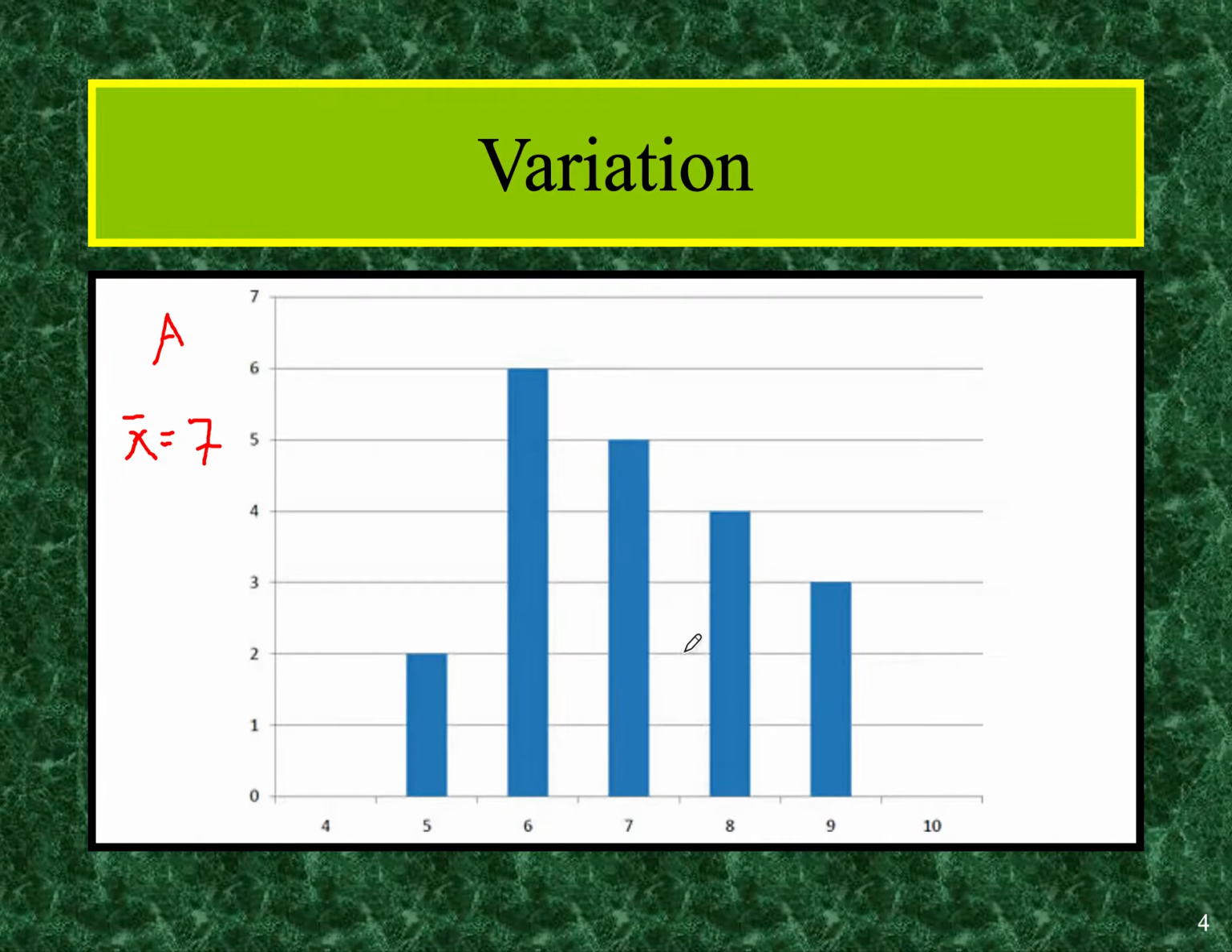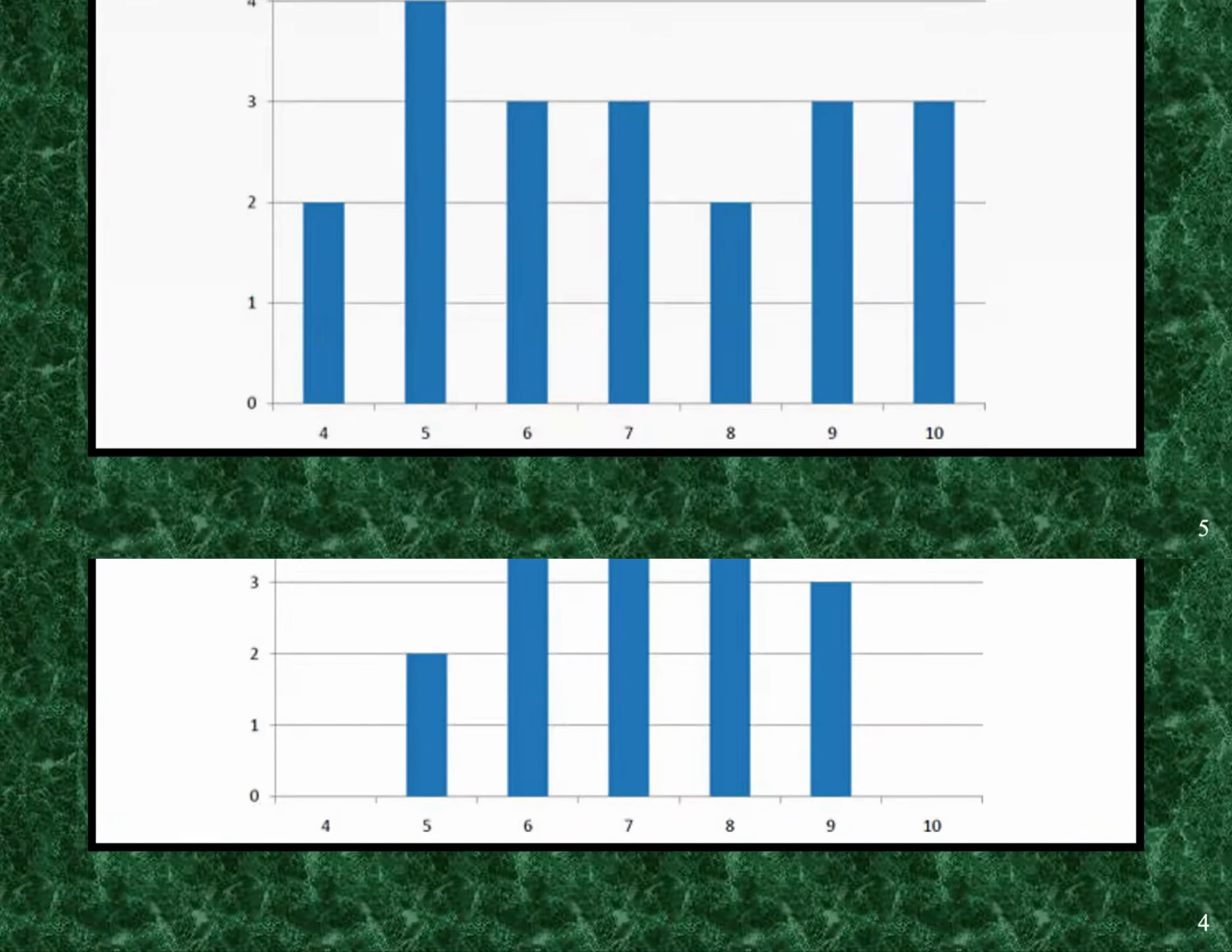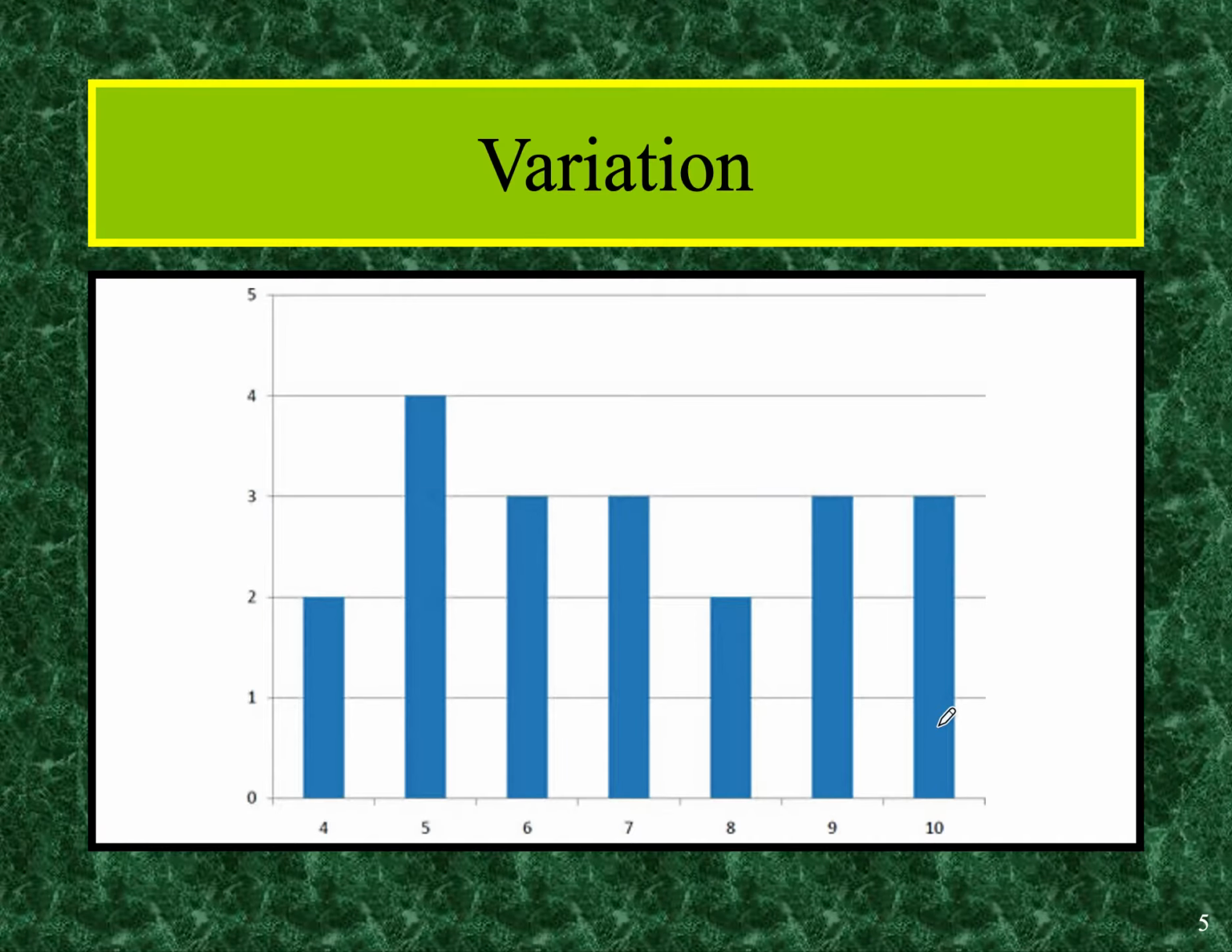As you can see, the graph is clustered and grouped together around the mean, compared to exhibit B, wherein the highest frequency is only 4, which is at 5. In exhibit B the scores are not really lumped, they're scattered compared to exhibit A. This one is more lumped, this one is less lumped.